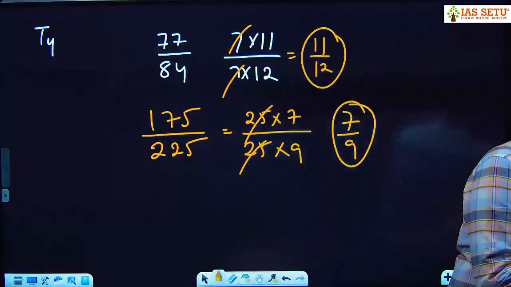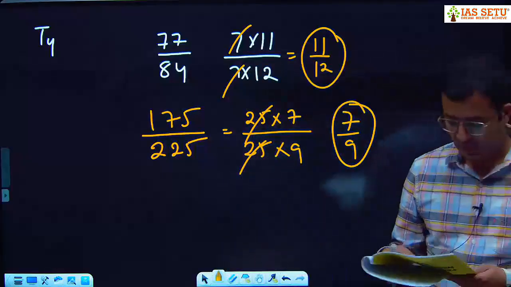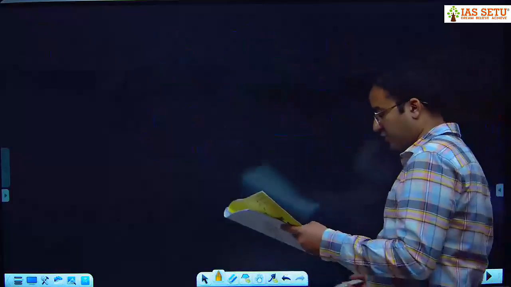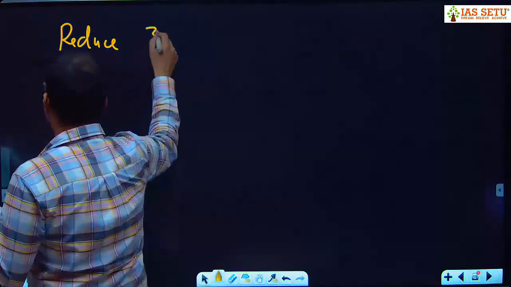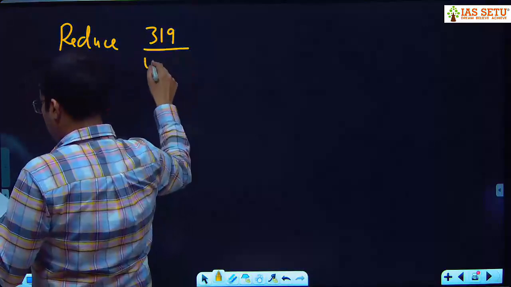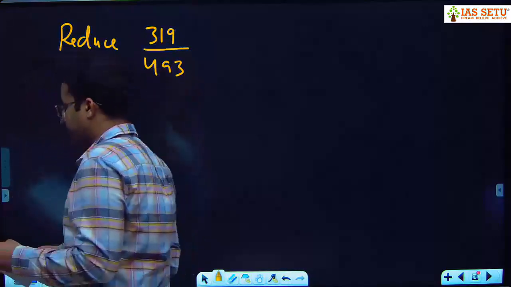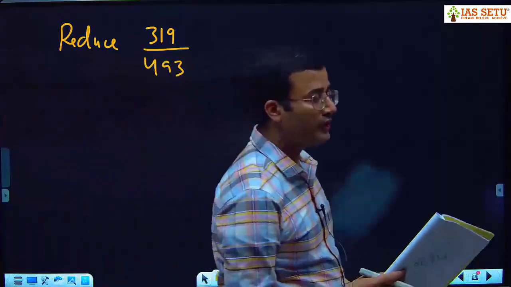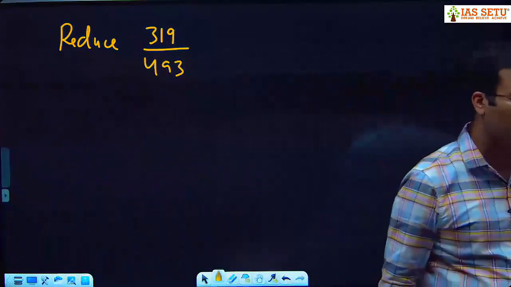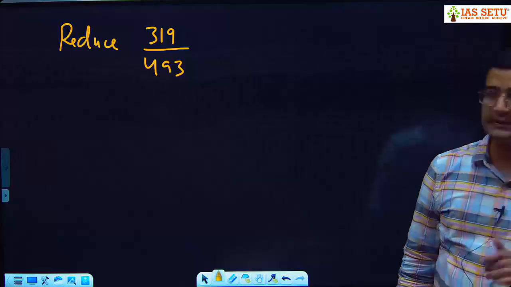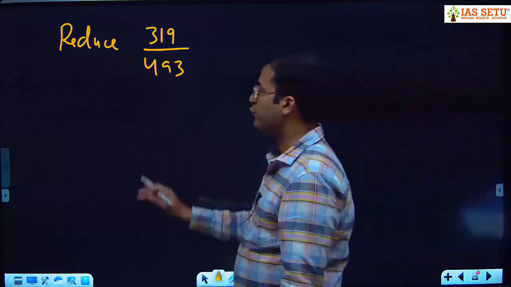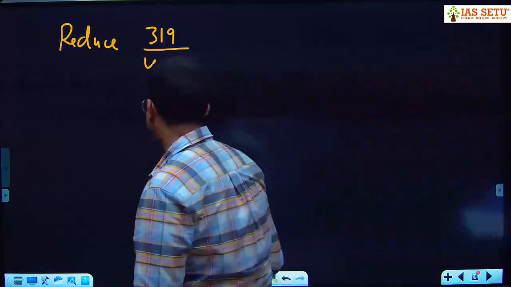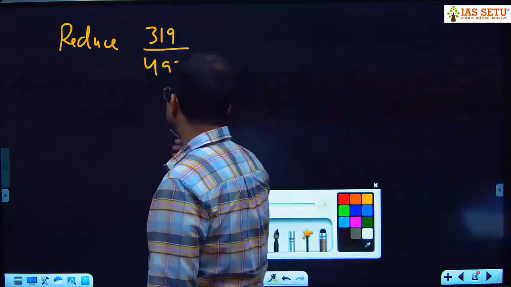Like how it will help for big numbers. Here in our handout, there is a question 22, reduce 319 upon 493 to the lowest terms. So this won't work by inspection, you have to find the common factor. So better you find the HCF. For this type of question, we have to simplify it. So step number 1 here, we find the HCF.